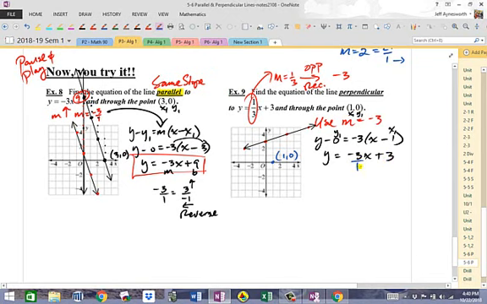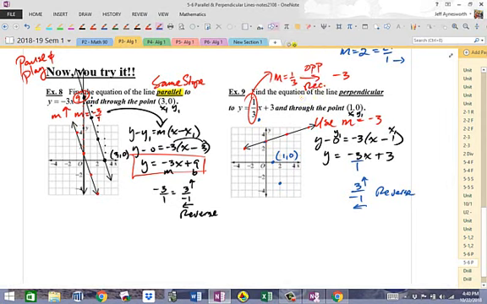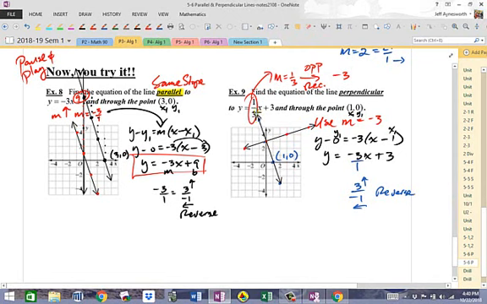Now let's reverse it. Let's write it as 3 divided by negative 1. So we'll go up 3, left 1. Up 3, left 1 right up here. And then draw that line. There we go. So that's a right angle there.